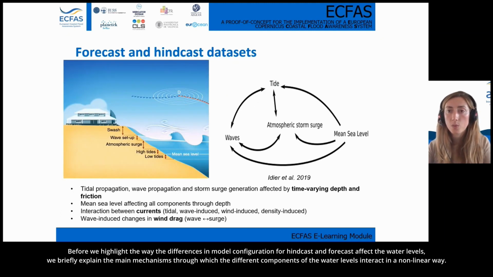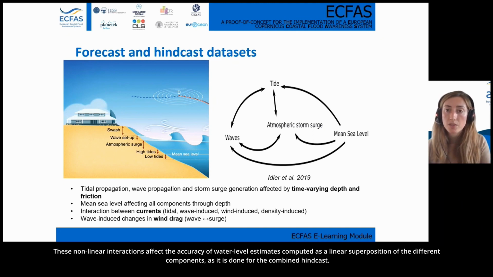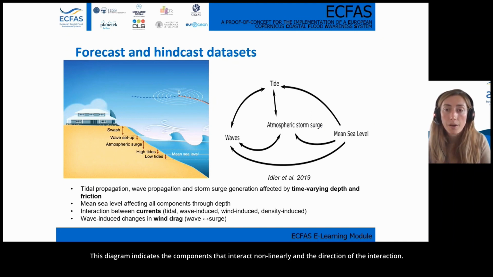So before we highlight the way the differences in model configurations for hindcast and forecast affect the water level representation, we briefly explain the main mechanisms through which the different components of the water level interact in a nonlinear way. These nonlinear interactions affect the accuracy of water level estimates computed as a linear superposition of the different components, as it is currently done for the hindcast. This diagram from Idier et al. indicates the components that interact nonlinearly and the direction of this interaction.